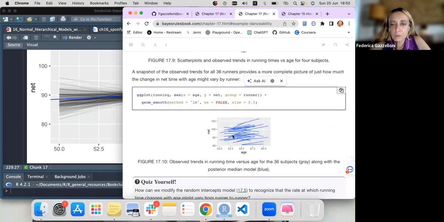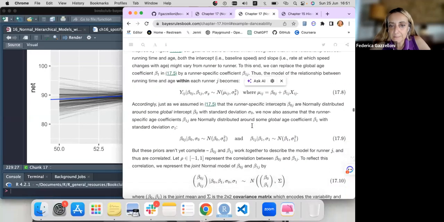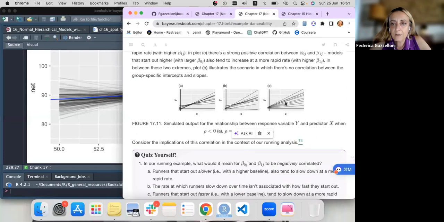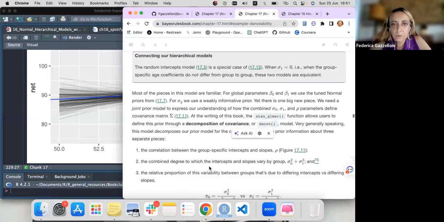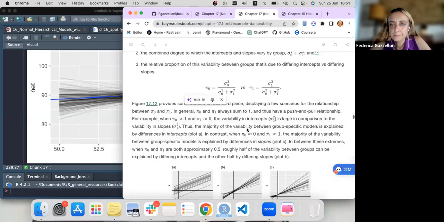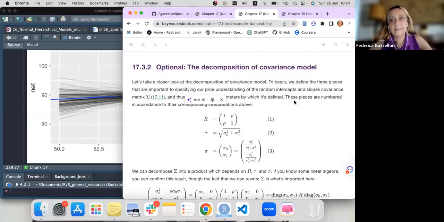These are the different intercepts that we saw before, and you can build up your model with the covariance matrix as we did. So have a look at the various differences. Going forward, we use the decomposition of the covariance inside the model.